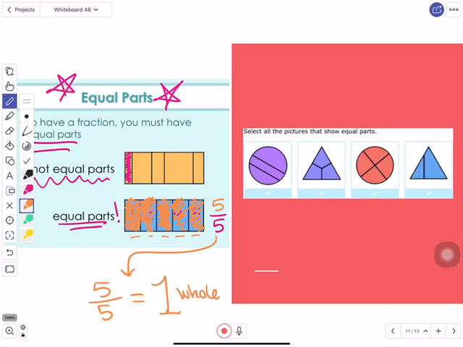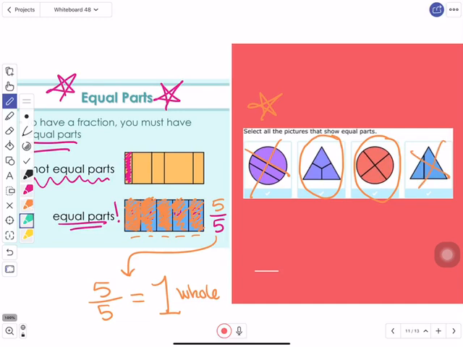Now take a look at these examples over here and talk to yourself quickly. Which ones show equal parts? And how do you know? All right, if you said shape 2 and shape 3, you would be correct. We can see that this one does not show equal parts. This triangle does not show equal parts.